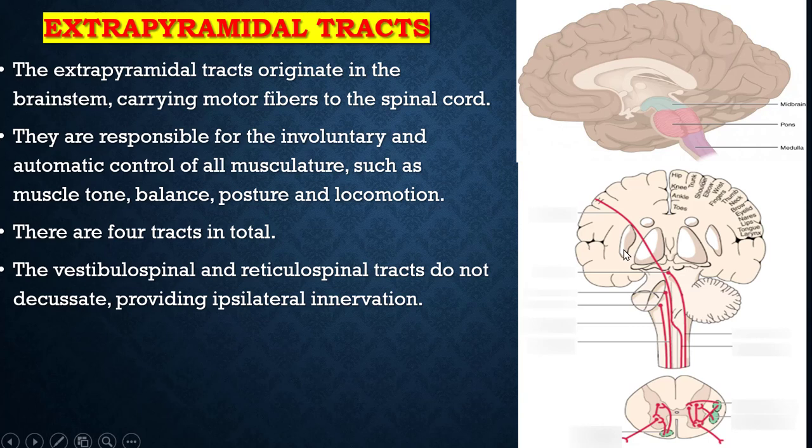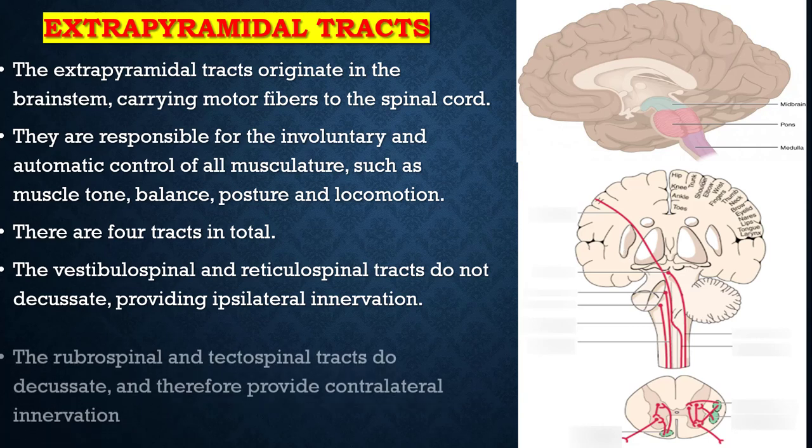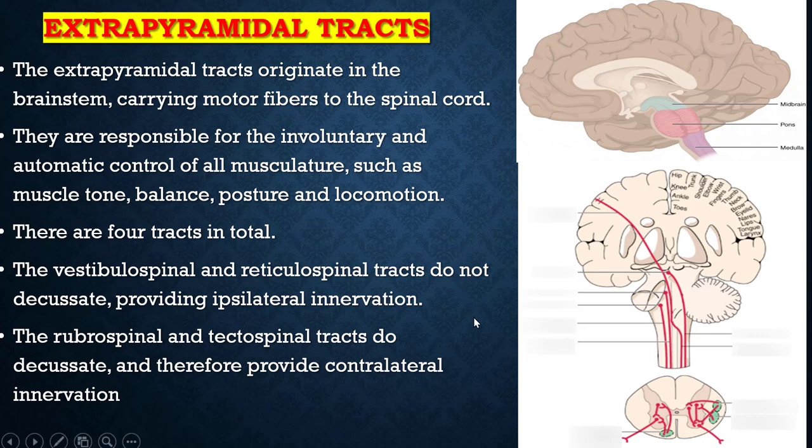The vestibulospinal and reticulospinal tracts do not decussate, providing ipsilateral innervation. You can see that these 2 tracts do not decussate and they remain on the same side. The rubrospinal and tectospinal tracts do decussate and therefore provide contralateral innervation. These 2 tracts control the body function on the opposite side.